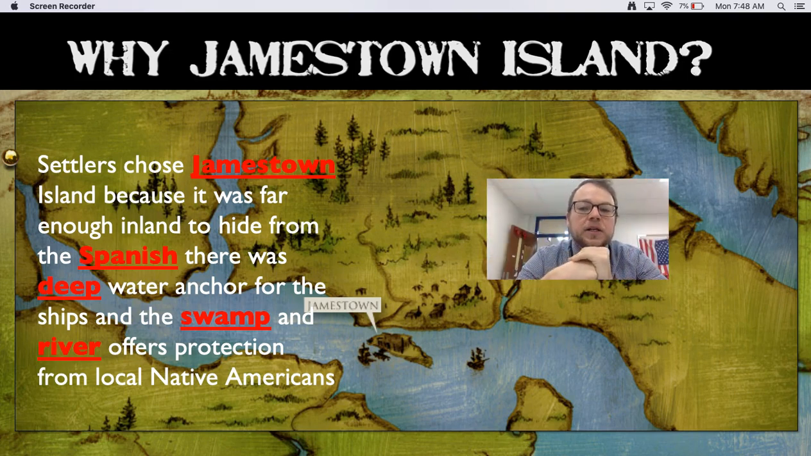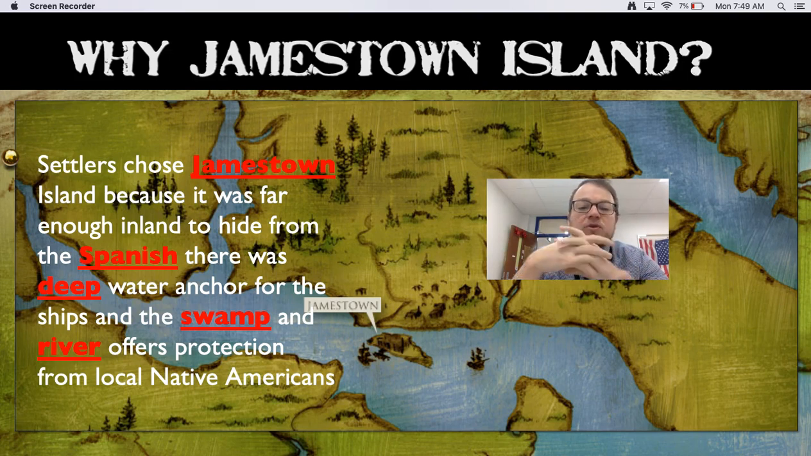We're really not going to start to see the Virginia colony, and really the American colonies really take off until about 1650-ish. So it's far enough to kind of be protected from the Spanish, but it's also going to be deep enough so that they can anchor their ships and things like that.